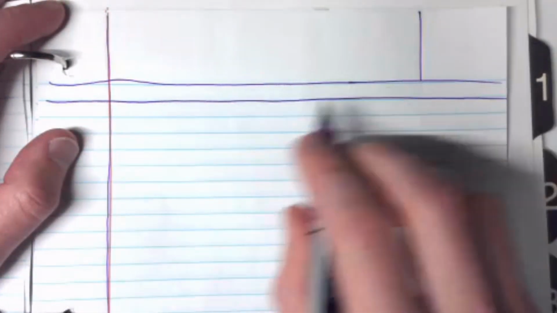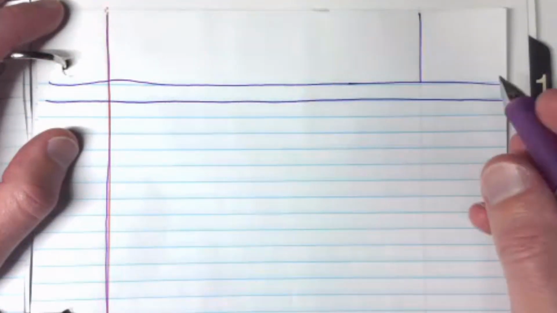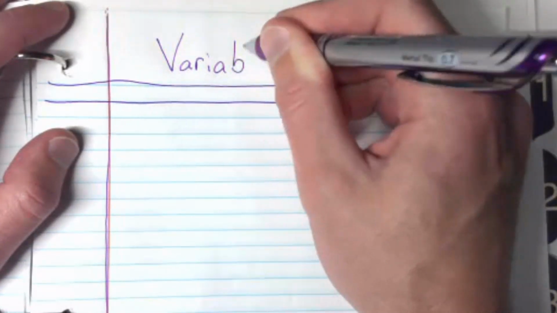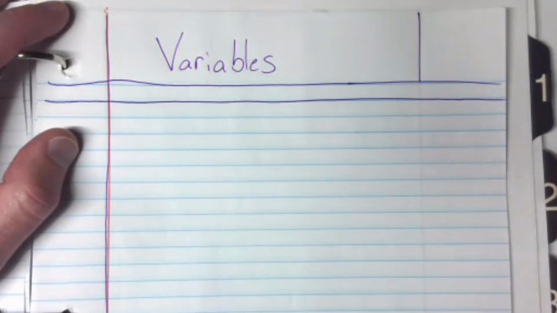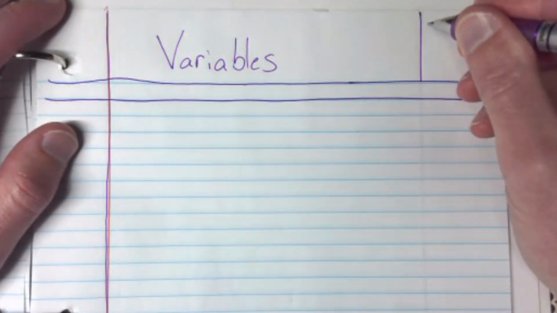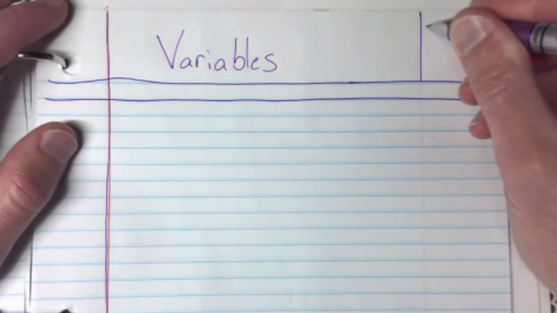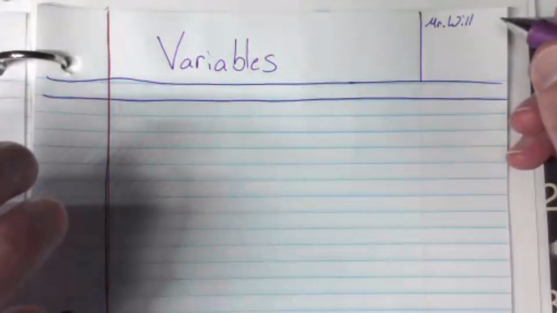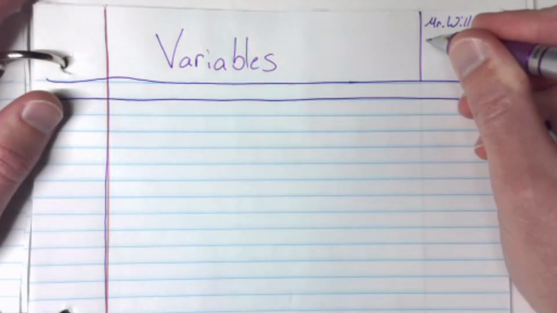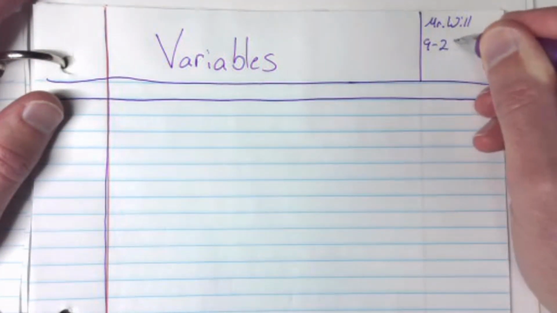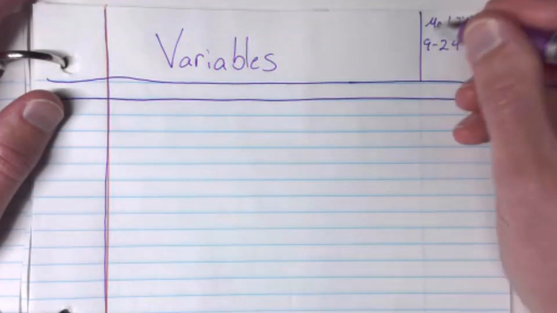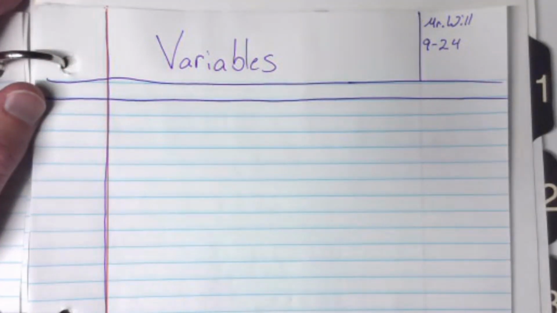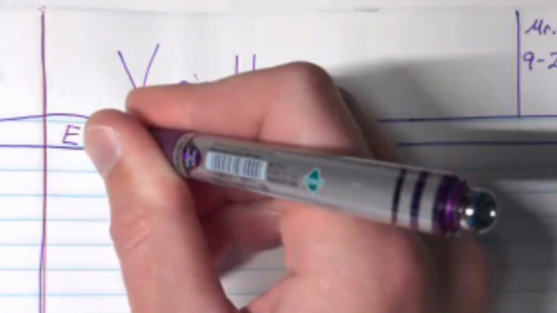So I have this section that's kind of highlighted. So at the top, we are talking about variables. Page 7. Over here, I write my name. So you guys would write your own name. I'm going to write Mr. Will. And it is going to be 9:24 when you guys are doing this. So there's that. You can draw a picture up here if you want. You don't have to.